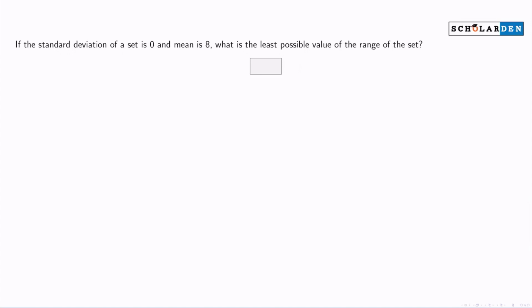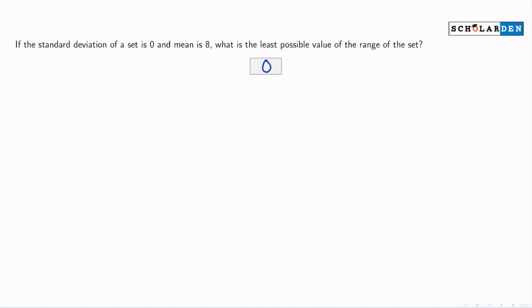If the standard deviation of a set is 0 and mean is 8, what is the least possible value of the range of the set? All right, everybody. The answer here automatically is 0. So let's go ahead and interpret this problem the right way.